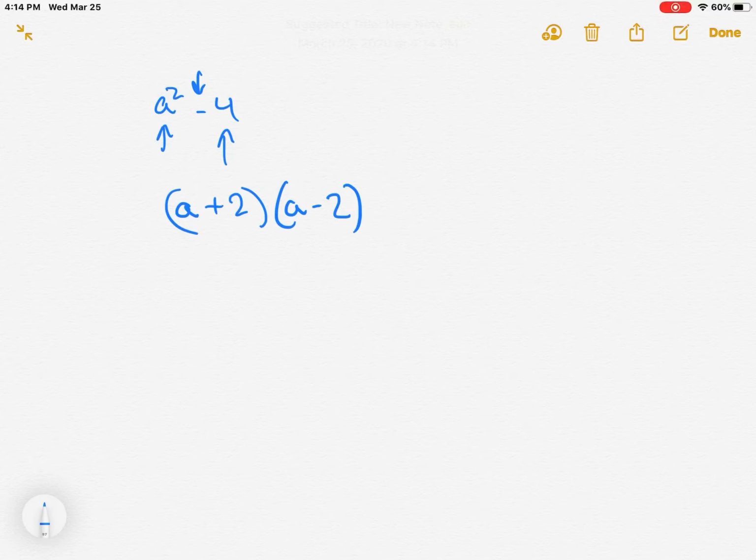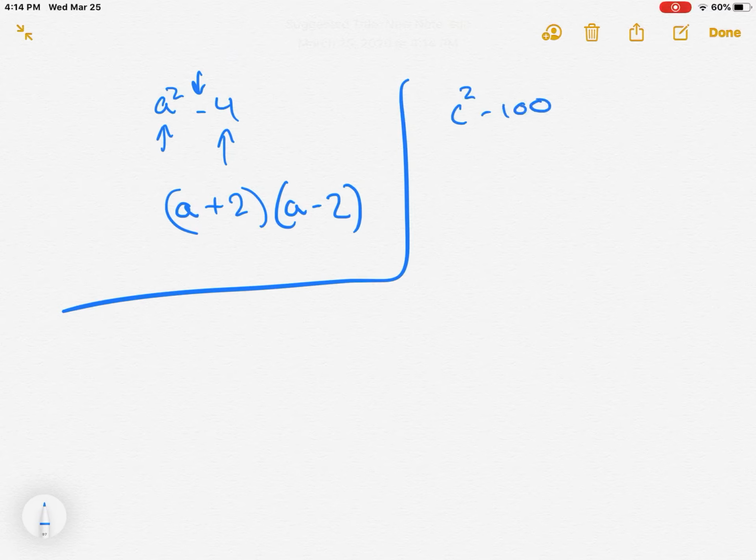Let's look at another one, just for fun. Let's go with c squared minus 100. Subtraction sign, check. Can we square that? Yep. Is that a perfect square? Yep. c plus 10 times c minus 10.